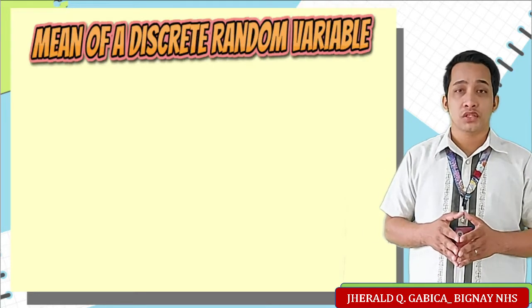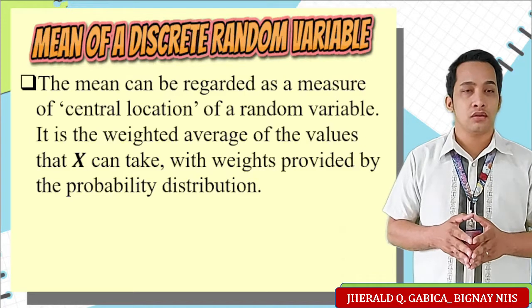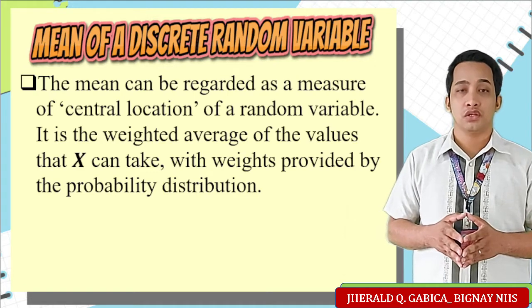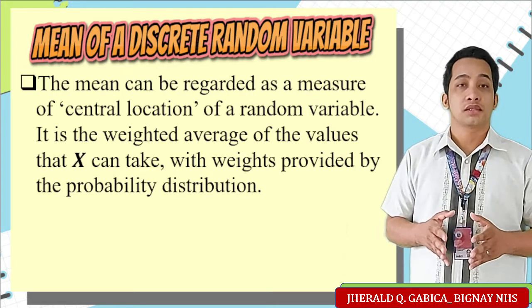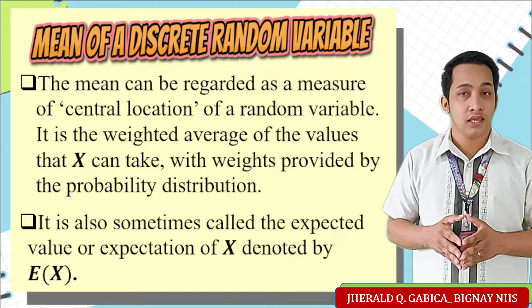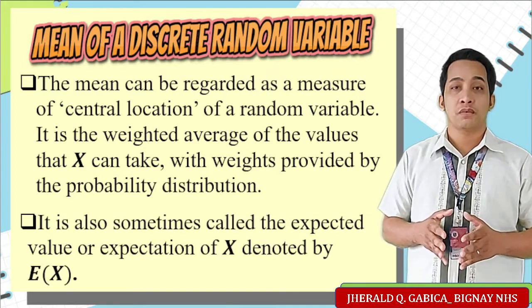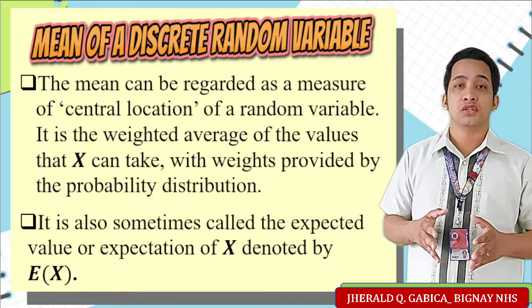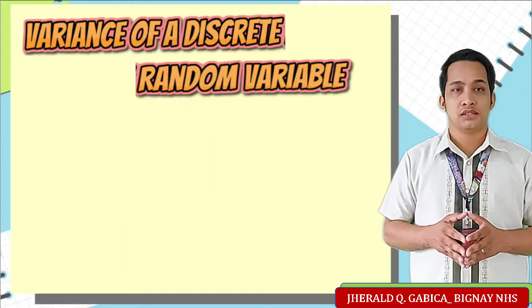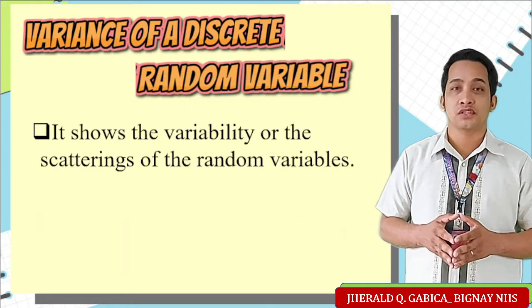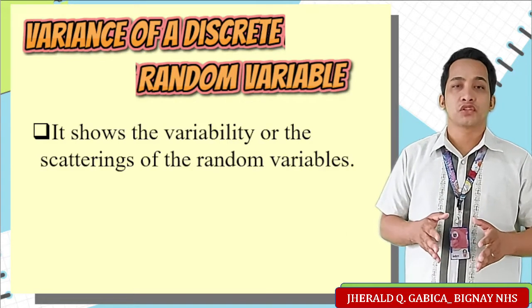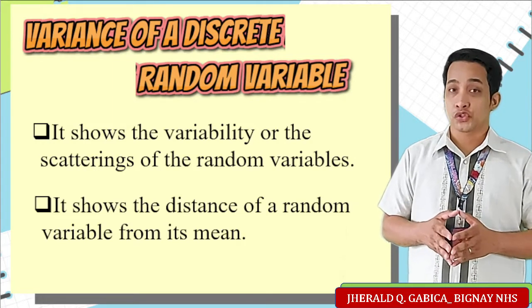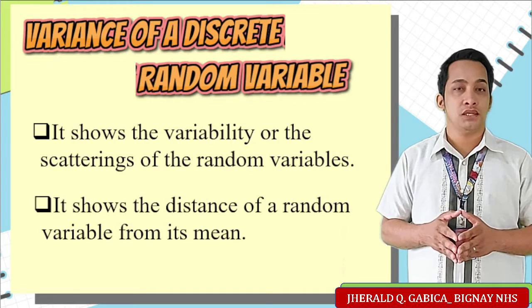Let's now proceed with the definition of the mean of a discrete random variable. The mean of a discrete random variable can be regarded as a measure of central location of a random variable. It is the weighted average of the values that x can take, with weights provided by the probability distribution. It is also sometimes called the expected value or expectation of x, denoted by E of x. And the variance of a discrete random variable shows the variability or the scattering of the random variables. It also shows the distance of a random variable from its mean.